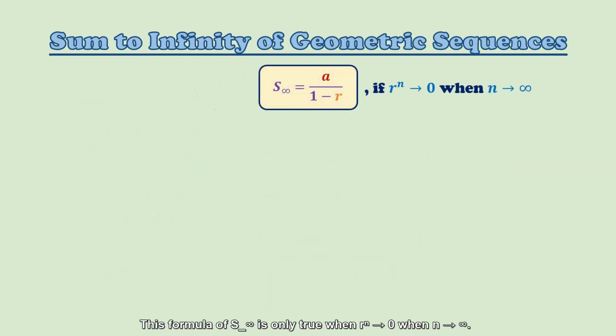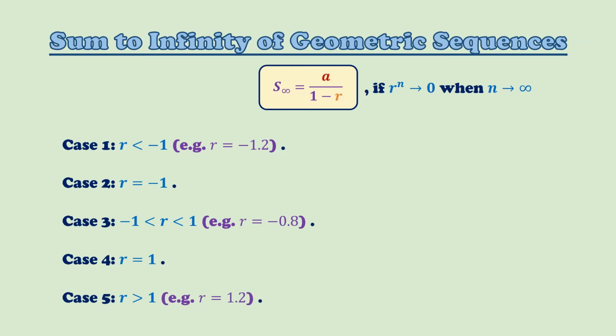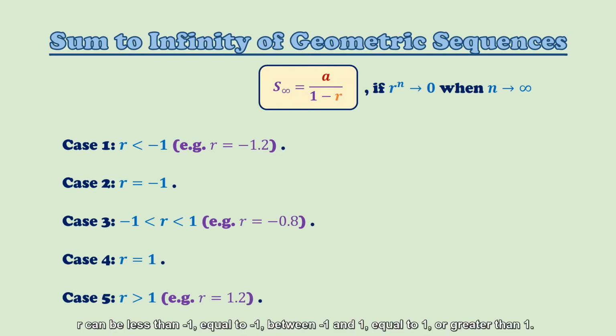This formula of S infinity is only true when r to the power n approaches 0 when n approaches infinity. Now the next question is, when will r to the power n approach 0? In order to answer this question, we can try to consider 5 cases of r. r can be less than -1, equal to -1, between -1 and 1, equal to 1, or greater than 1.